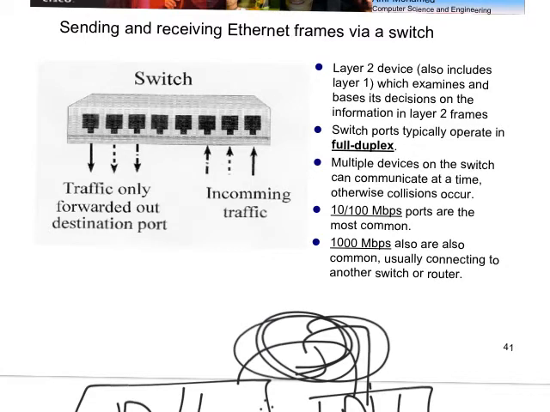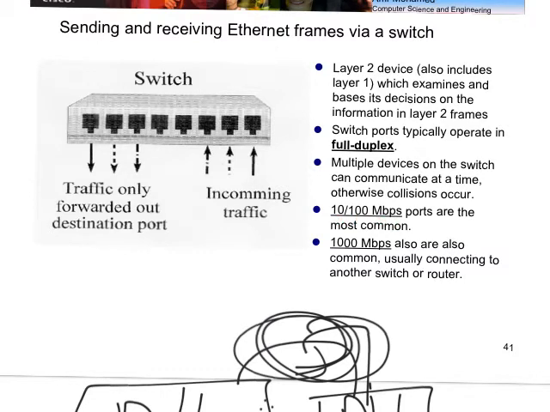So by default, each port is full duplex, which means you can send and receive at the same time. Multiple devices on the switch can communicate, but not at the same time, otherwise collision will happen. If you have multiple devices, then two devices are not allowed to send at once, otherwise collision will happen.